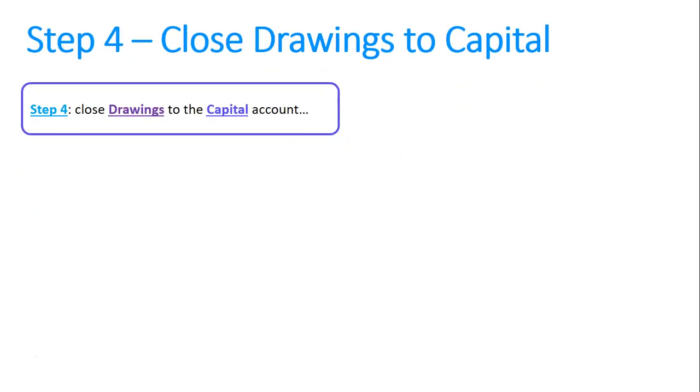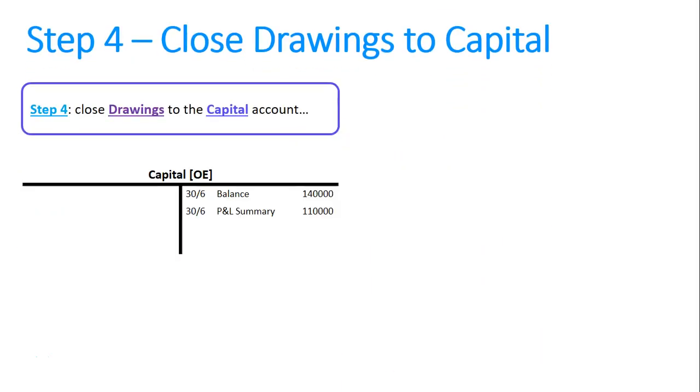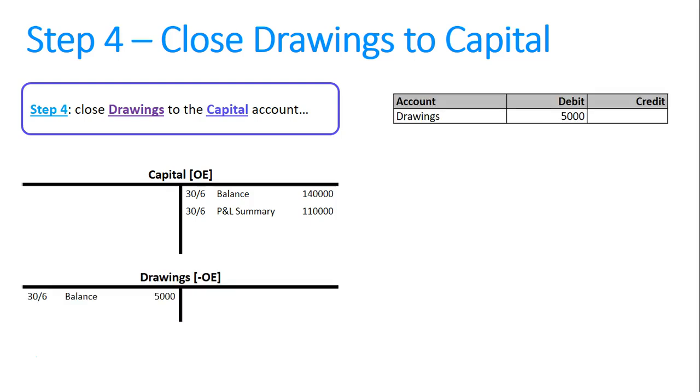Step 4, close drawings to the capital account. So that was one we left in the trial balance. We hadn't done anything with it yet. We saved that for step 4. So we've got a capital account that began at $140,000, the opening balance. It's gone up because we made a profit of $110,000, but we've also got from the trial balance a drawings account with a debit balance of $5,000.